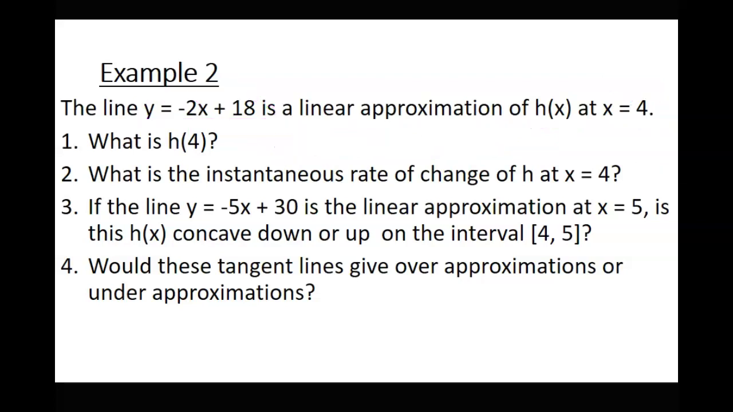Why don't we brainstorm this for a minute? So here's what we know. We know that at 4, that's my tangent line. But now they're telling me at 5, that's my new tangent line. So what's going on with that function from 4 to 5? That's what the question's asking. Is it concave up or down, and why?